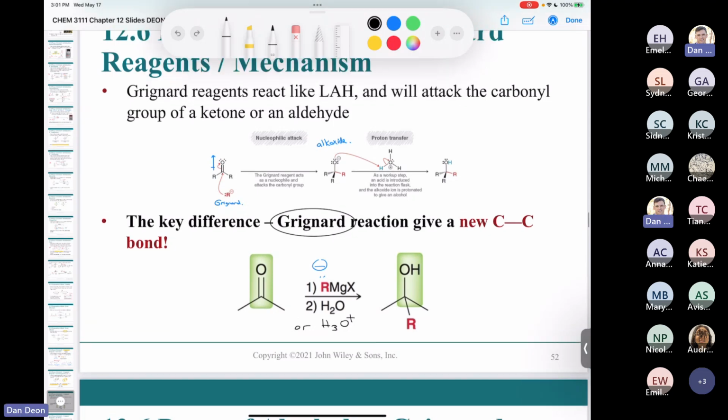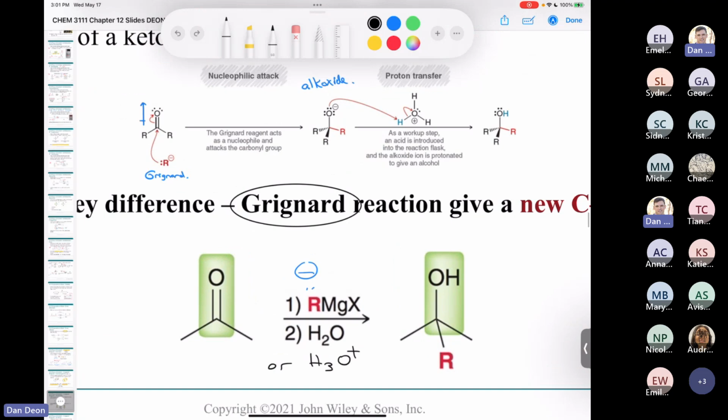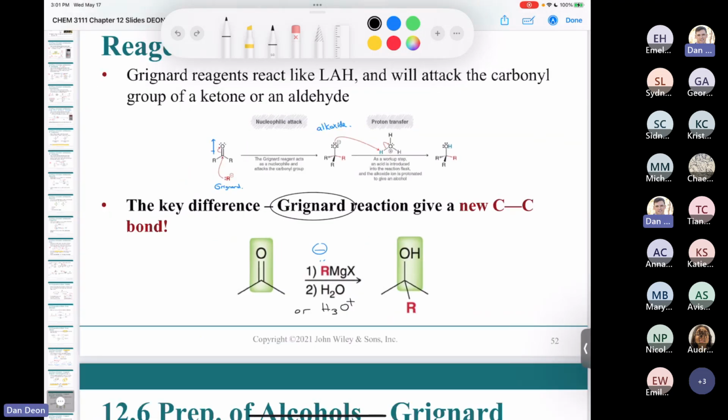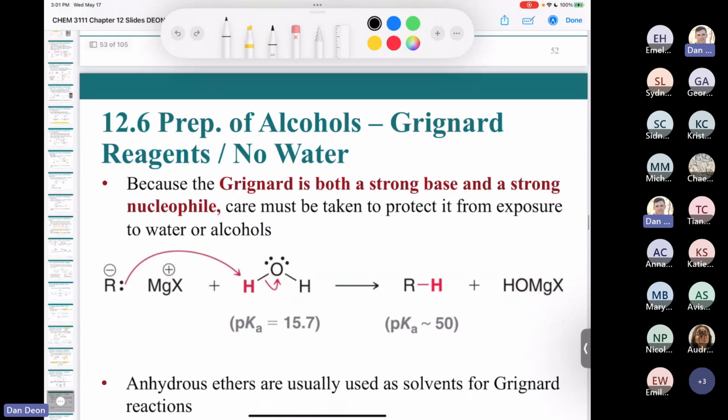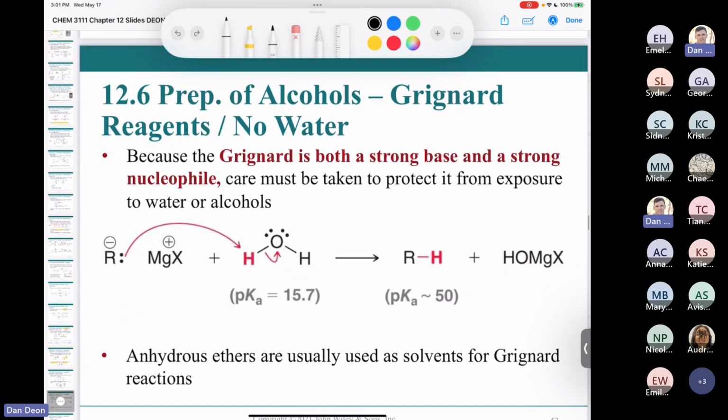So, I know that all of you are very astute chemists, and you're probably wondering, well, hold on. If I have a Grignard where I have a negative charge, that's also a really strong base. So, what would happen if I put that in the presence of something like water or an alcohol? And that's a good question. It says here, because the Grignard is both a strong base and a good nucleophile, you can't have any water or alcohols around your Grignard reagent. And I mean, even water in the air has to be kept away from a Grignard reagent.